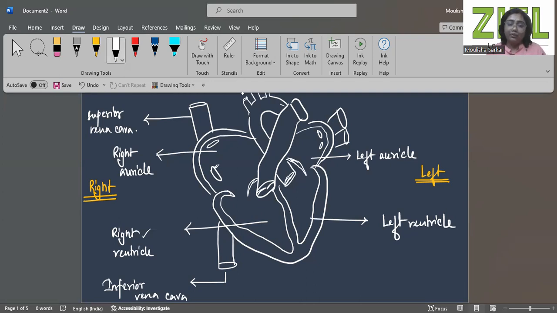Next, I am coming to the right ventricle. Now, as you can see, this structure here, which is connected to the right ventricle, is the mouth of the structure. This structure is the pulmonary artery.